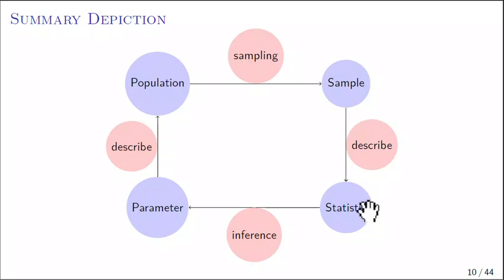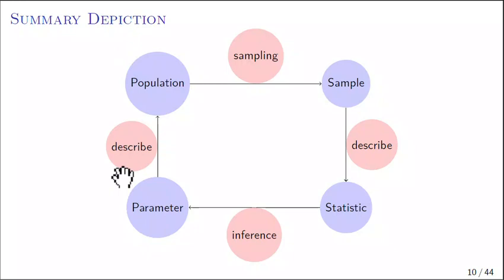And then how can we go from statistics to parameters? This process is called inference, right? That's exactly the essence of statistics. We want to know something about the population. How can we do that? Yes, we want to know the population. What do you want to know about the population? We want to know the parameter of the population, right?